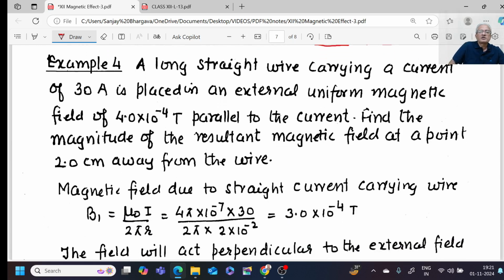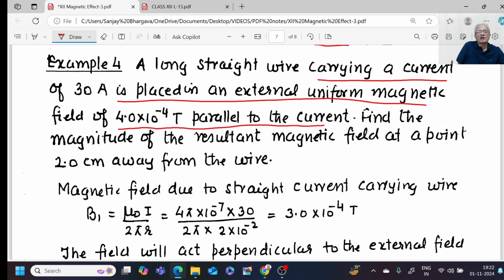A long straight wire carrying a current of 30 ampere is placed in an external uniform magnetic field of 4 × 10^-4 Tesla parallel to the current. Find the magnitude of the resultant magnetic field at a point 2.0 centimeter away from the wire.